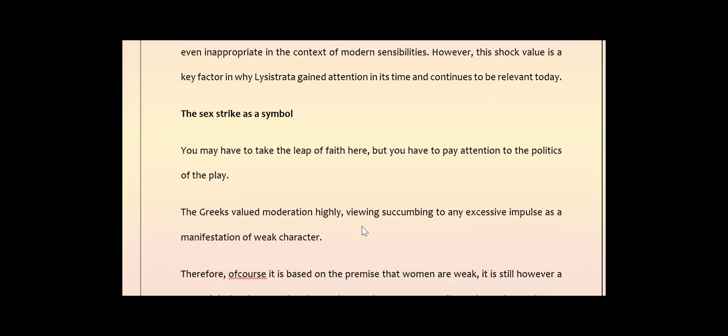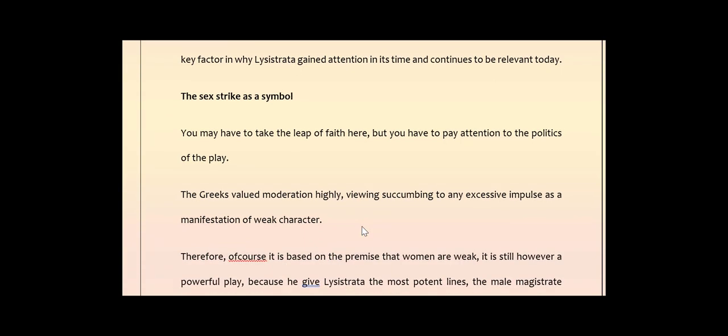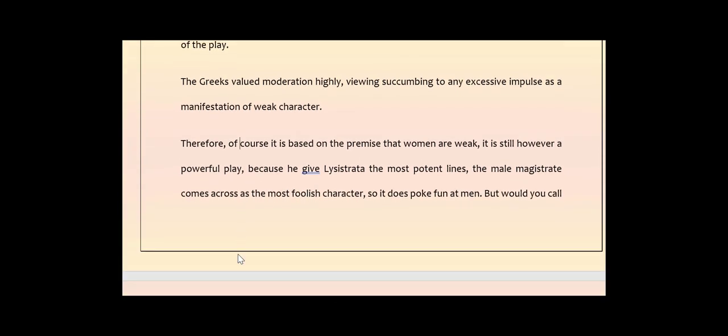Now, I want to also talk about the sex strike as a symbol. You may have to take a leap of faith here, and you have to pay attention to the politics of the play. The Greeks valued moderation. So for them, the impulse to have sex was also wrong to a certain extent, and they emphasized moderation. So all of this would essentially be a didactic kind of play where they want to teach that you have to be moderate in all your impulses. So therefore, of course, it is based on the premise that women are weak.